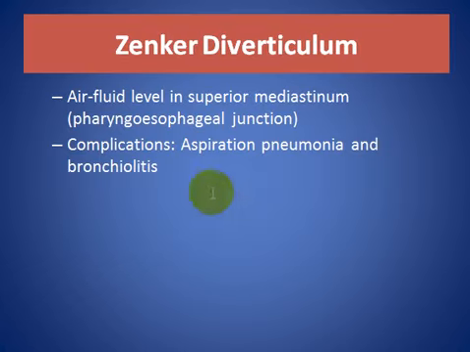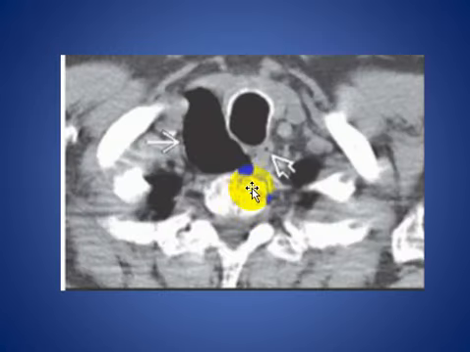Zenker diverticulum, there is air fluid level in the superior mediastinum at the pharyngoesophageal junction, and it is complicated by aspiration pneumonia and bronchiolitis. As we see here, this is the trachea, and this is the esophagus, and there is thin wall air-filled paratracheal mass consistent with Zenker diverticulum, and it displaced the esophagus to the left side.